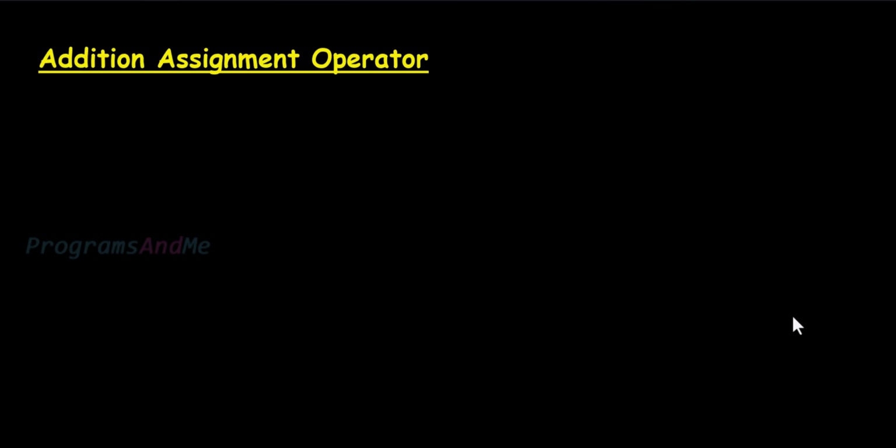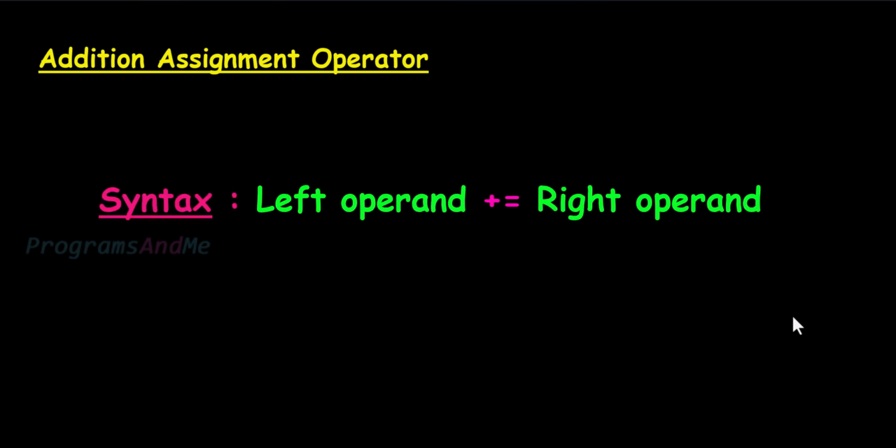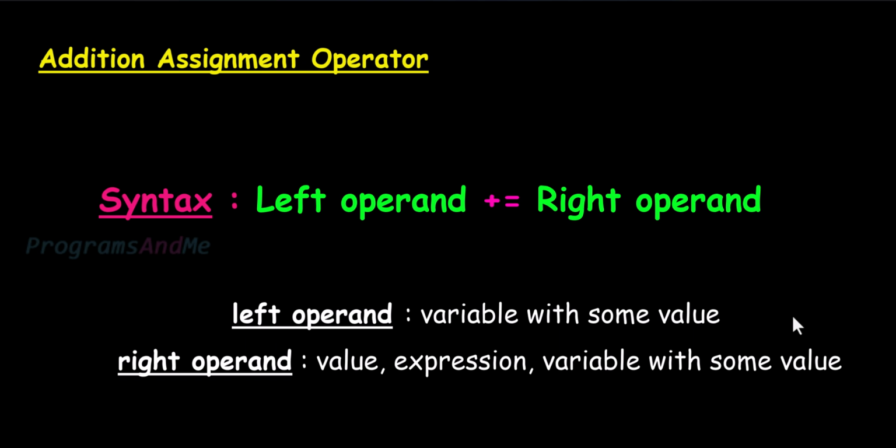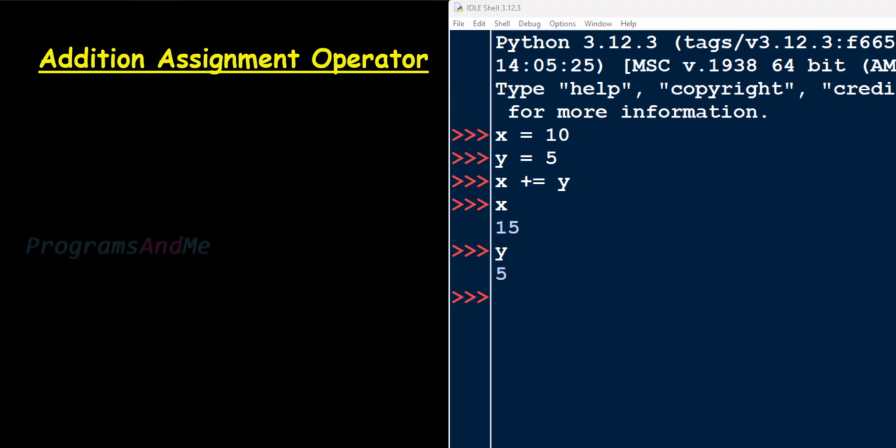Next operator is the addition assignment operator. The symbol used to represent the addition assignment operator is plus equal. Syntax is like this: left operand and right operand, where the left operand must be a variable which refers to some value, and the right operand can be a value or expression. Here the value of the right operand is added to the left operand and then the result is assigned to the left operand. Just for an example, here we can see x equal to 10, y equal to 5. 10 and 5 are added and the result will be stored in variable x.